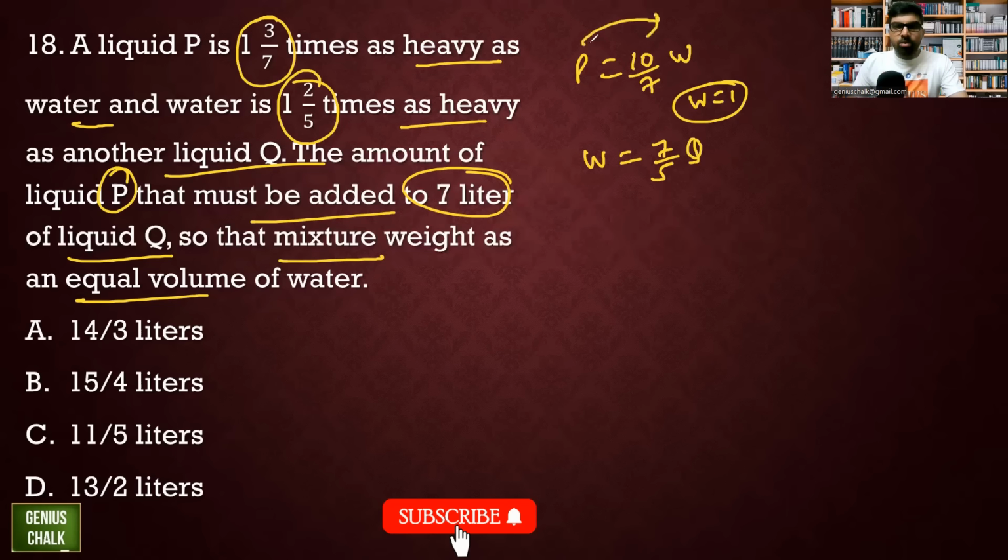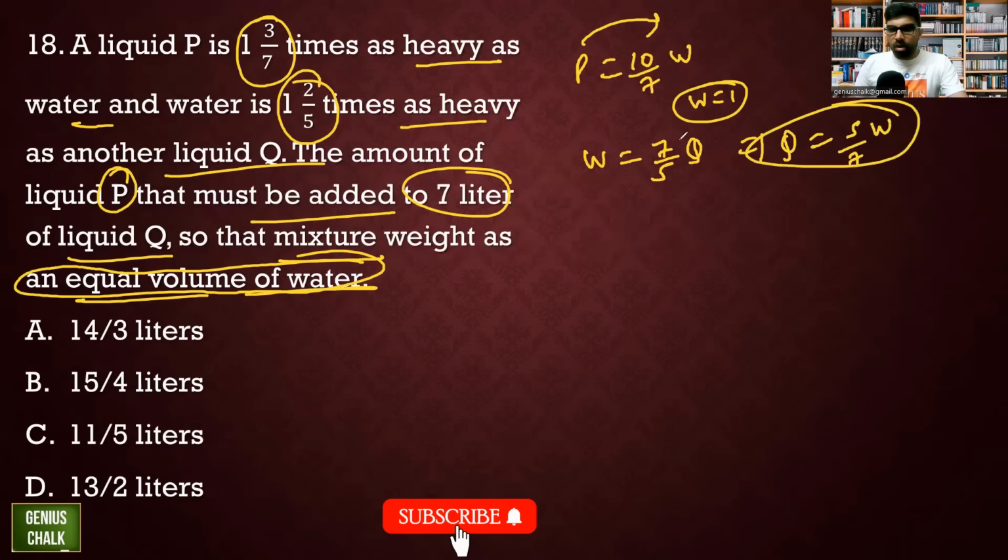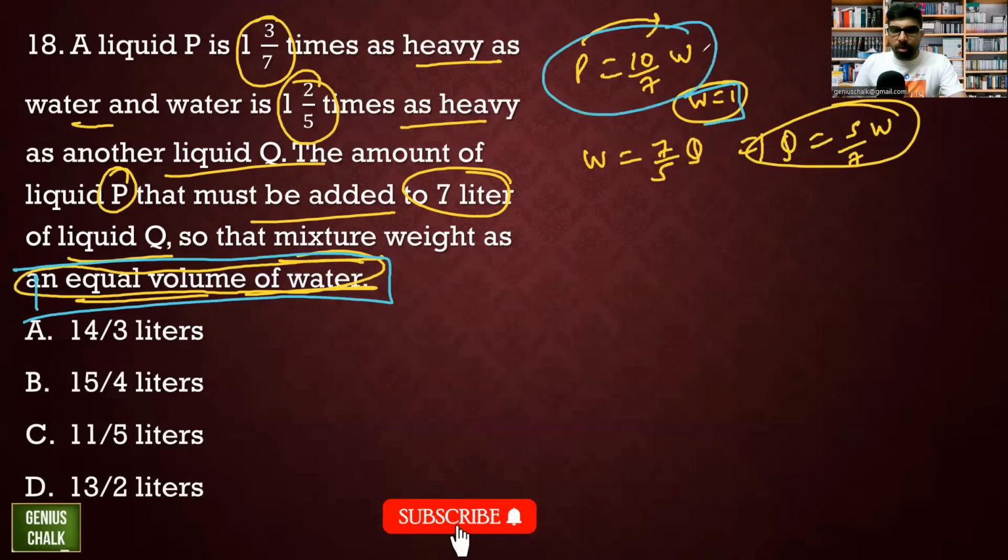Now if P is given in terms of water, can we find Q also in terms of water? Because actual average will be for water only. So Q will be 5/7 of water. I hope this concept is clear. Because why I'm taking water on the right hand side? Because the overall allegation is on equal volume of water. And if you take water as 1, our work is done. So P in terms of water is 10/7. Q in terms of water is 5/7.